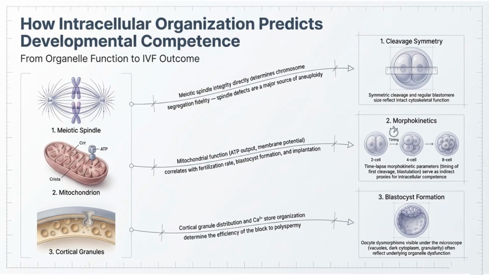Mitochondrial function is perhaps the most extensively studied intracellular predictor of assisted reproductive technology outcomes. Oocytes and embryos with higher mitochondrial membrane potential, a proxy for adenosine triphosphate production capacity, show significantly higher fertilization rates, better blastocyst formation rates, and improved implantation success. This makes biological sense. Every step of early development is energy-intensive, from spindle assembly to compaction to trophectoderm differentiation. Cells that cannot generate sufficient adenosine triphosphate will fail at one or more of these steps.